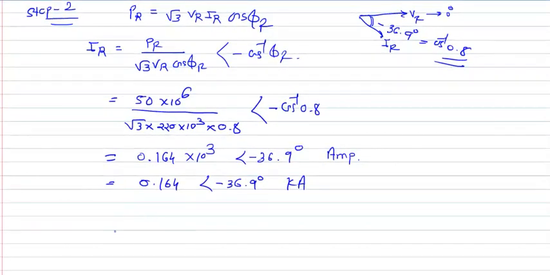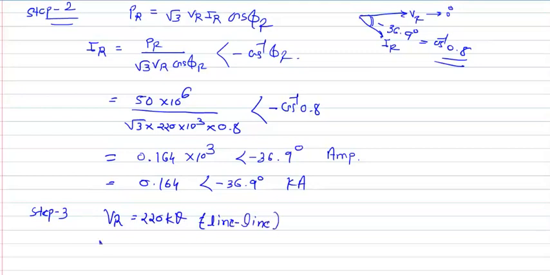Now this is step number 3. In step number 3, we have the voltage VR, and VR is 220 kV. This 220 kV is, you can say, the line to line value, but our model is a per phase model. So what we need to do is calculate the per phase value. So VR per phase is 220 kV into 10 raised to minus 3 divided by root 3. So this is in terms of voltage.